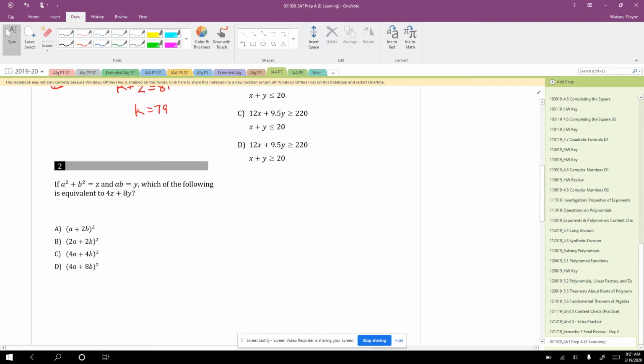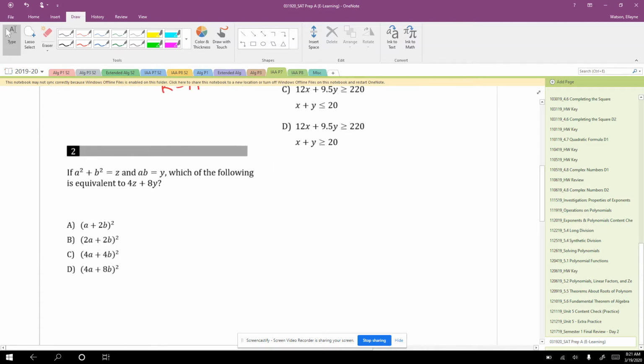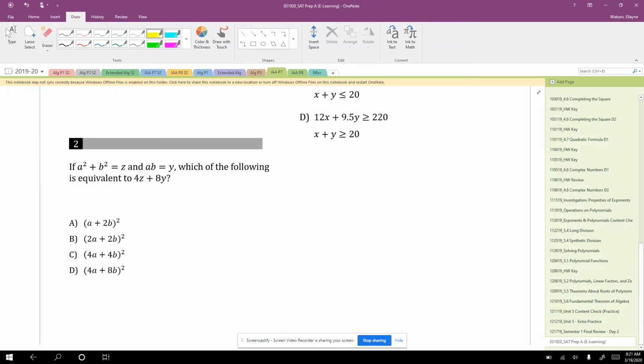This one can get a little tricky. What you want to do in problems like this, whenever we're talking about which is equivalent and you're dealing with variables, is that there's usually some form of substitution going on. You are looking for what is equivalent to 4z plus 8y. So can you substitute in for z and can you substitute in for y? I can substitute for z because this entire thing is equal to z, and I can substitute for y because this is equal to y.